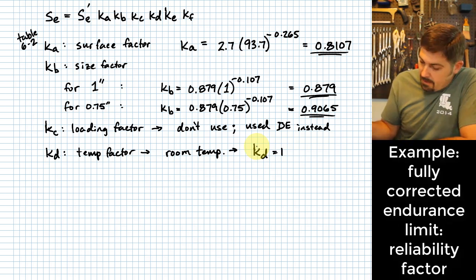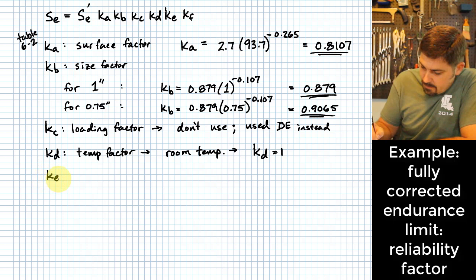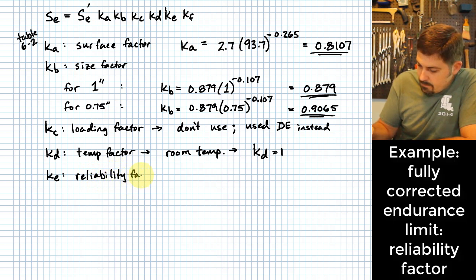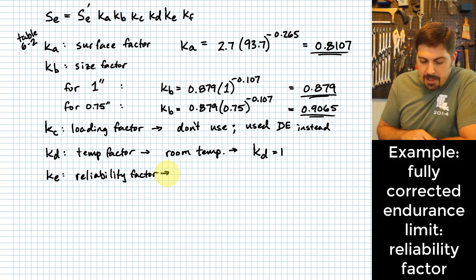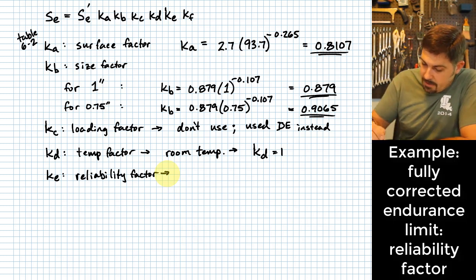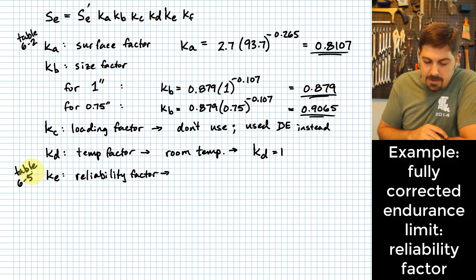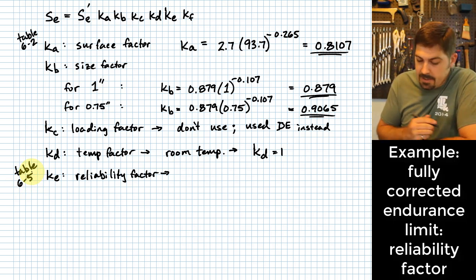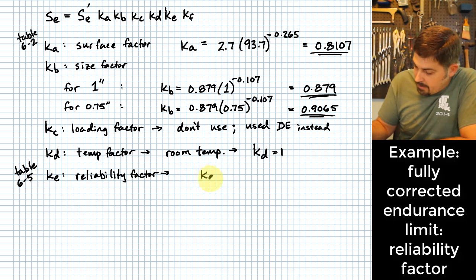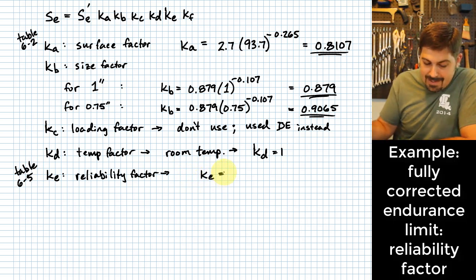All right, next we have K sub E. K sub E is the reliability factor. That reliability factor is a matter of just looking that up out of a table. And so we see here table, let's see, 6.5. In table 6.5 you can just look up a 95% reliability, and it will tell you that K sub E should be 0.868.